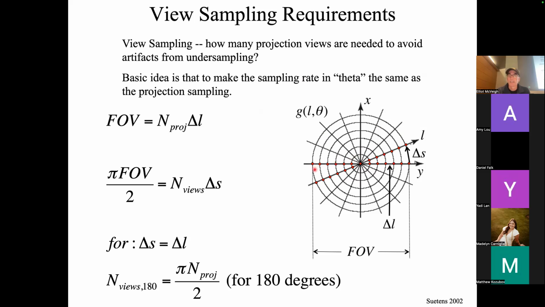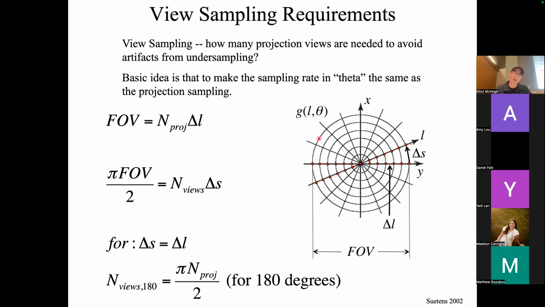We've got delta L as our distance between sample points, and the number of points we have in the projection direction is n. So this here is the field of view. We're going to define that. Here's my detector array, and I've got my field of view. I know that my number of views as I go around here times delta S, which is this distance, is what I take.